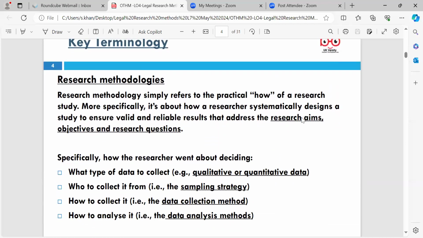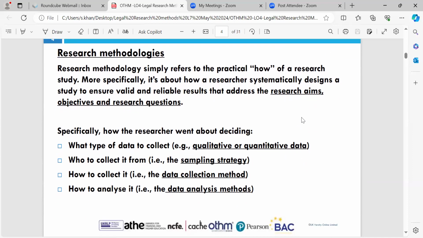Research methodology simply refers to the practical how of a research study. More specifically, it's about how the researcher systematically designs a study to ensure valid and reliable results that address the aims, objectives, and research questions. Specifically, how researchers went about deciding what type of research to collect, which we'll go through a little bit throughout Learning Outcome 4 and 5 in more detail.